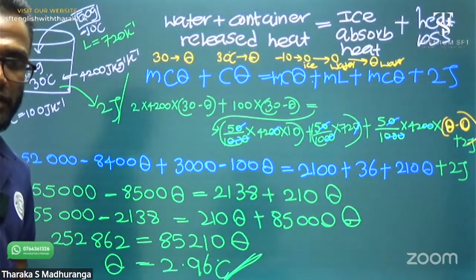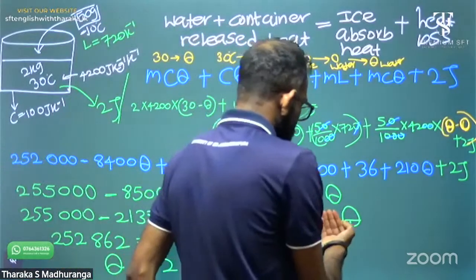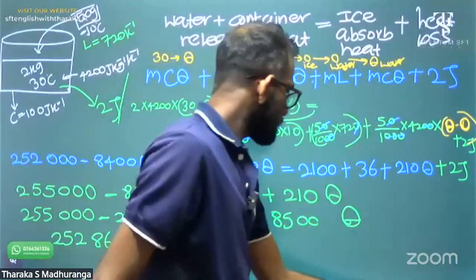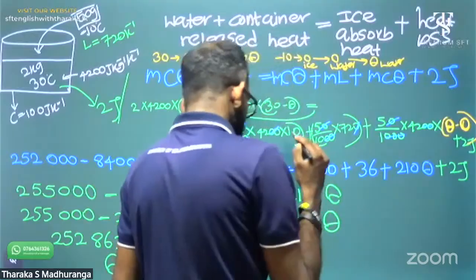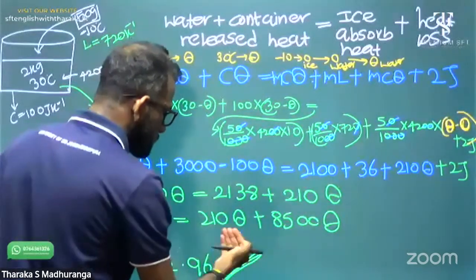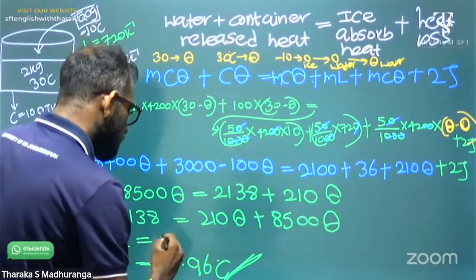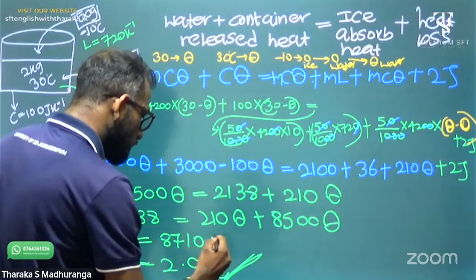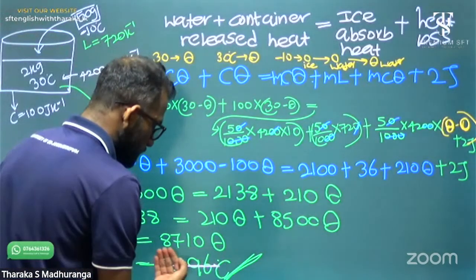Let's say 8,500. Yeah, mistake. I have the method, 8,500 plus 200, 8,700, 10 theta. Sorry. Good.